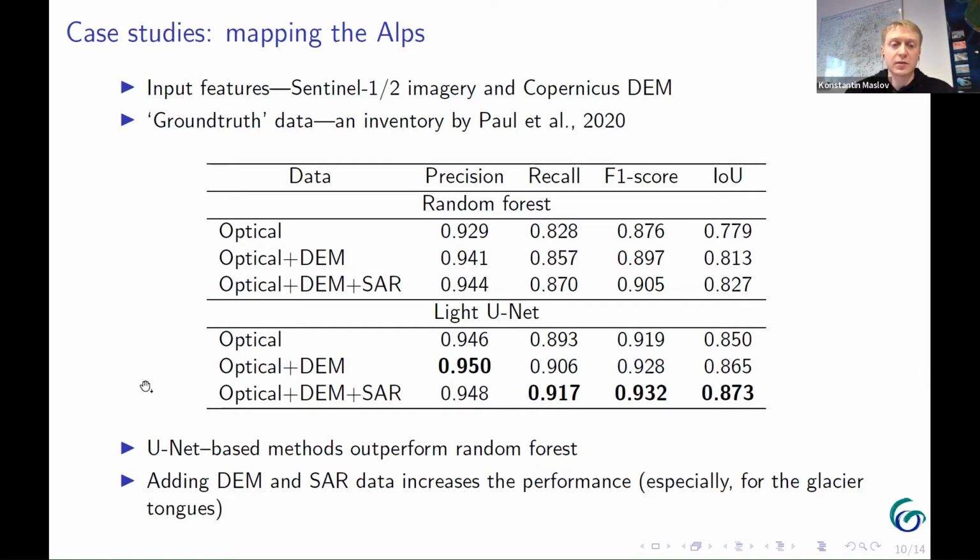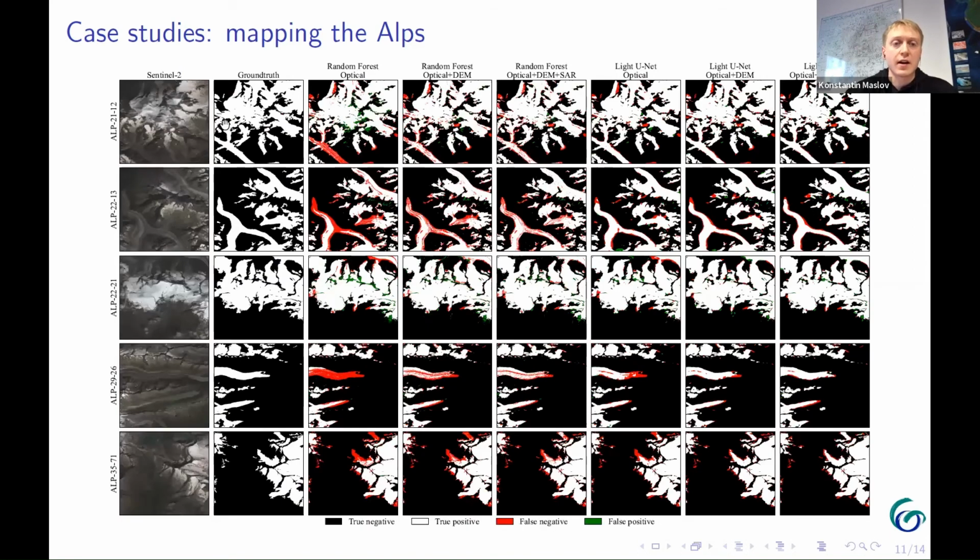Well, in general, we see that fully convolutional models are better, and adding more features for classification increases the performance. And it's especially true for glacier tongues. Here you can see some close-ups from the test tiles, the original RGB imagery, the ground truth data, and also 3 columns for random forest results with 3 different sets of features, and 3 columns for deep learning models with 3 different sets of features. And we can see that performance increases going from random forest to a UNet-based model, and also from going from just optical to optical plus DEM plus SAR data. And it's especially true for glacier tongues, as I mentioned already.